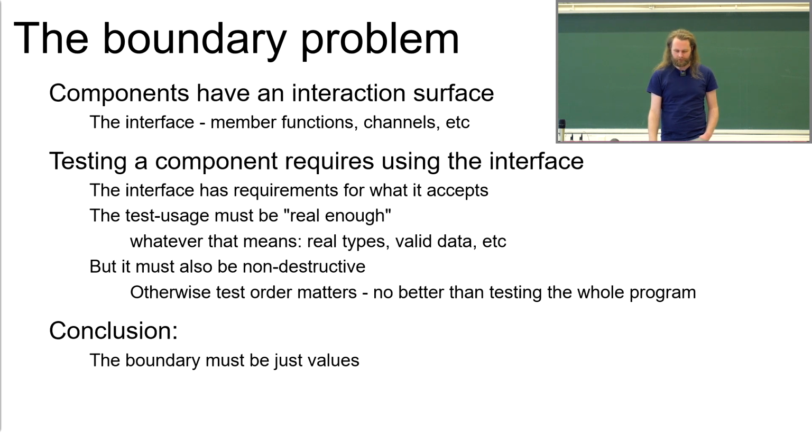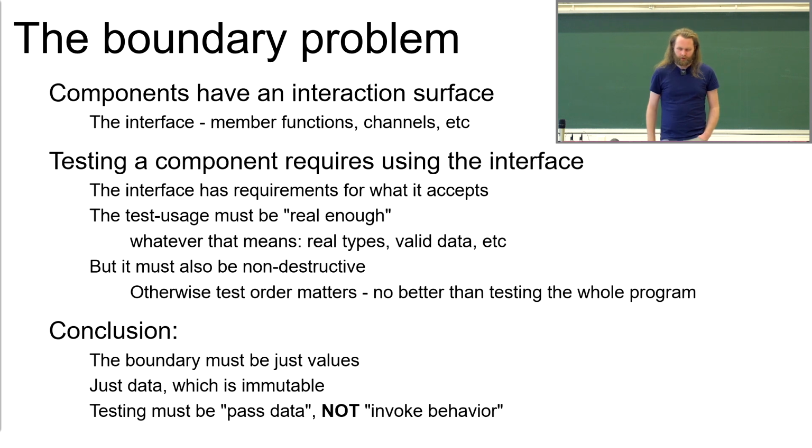So what's the conclusion? The conclusion is that for our interactions with other components, we can't call member functions to interact with another component, because the moment we call the member functions, we need to set up the object whose member function it is. And it needs to model that behavior correctly, but it can't be the real thing, but it needs to be real enough, and we need to set it up. So the boundary can't really be a reference. The boundary has to be just a value. It needs to be just data. So the only way to write a test that does something useful is to have data in, data out.